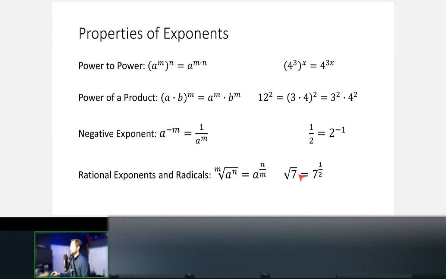So for example, this radical 7, there's an invisible 2 right here. And there's an invisible 1, remember 7 to the first power. So this 2 gets stuck with the exponent in the denominator of the 7. So that's why it's 7 to the 1/2 power. All of these look familiar, correct?